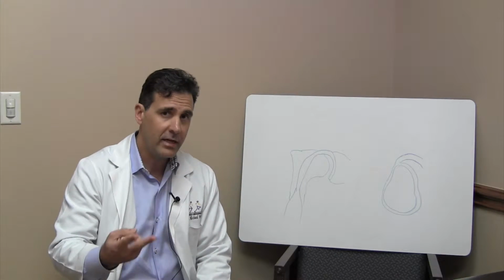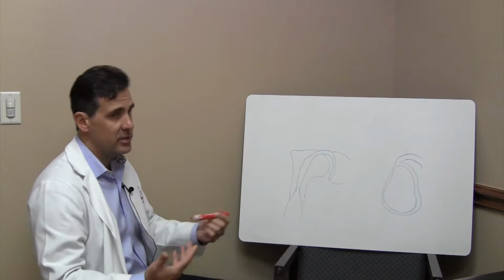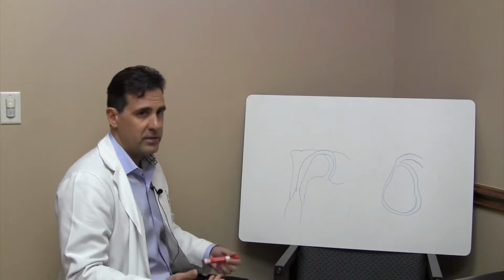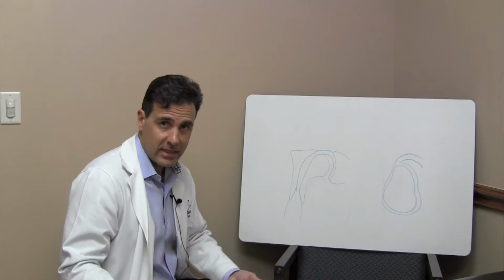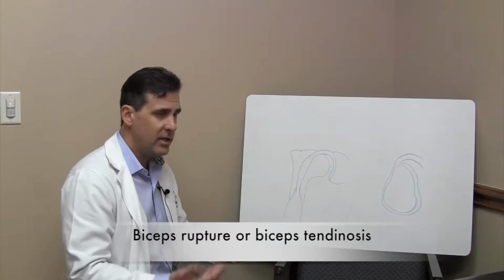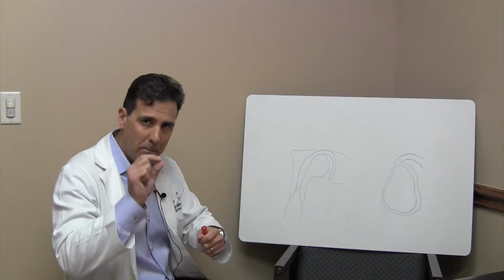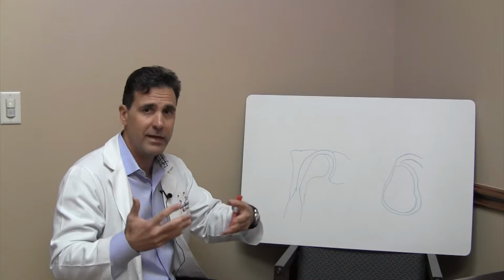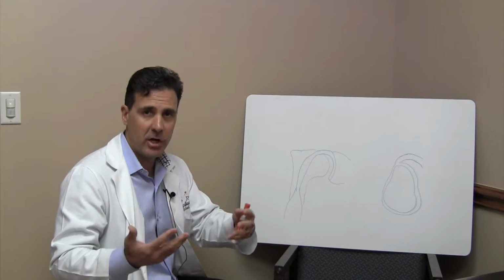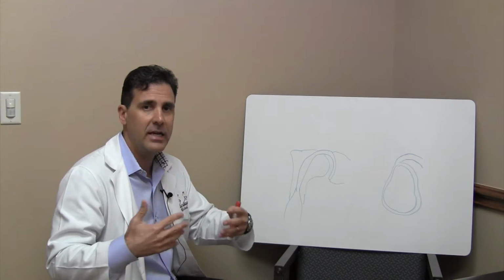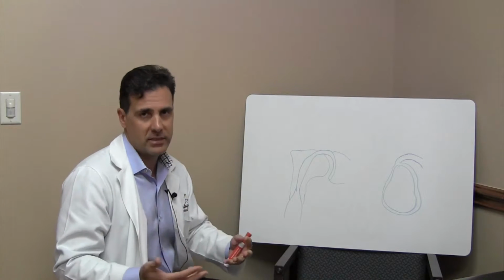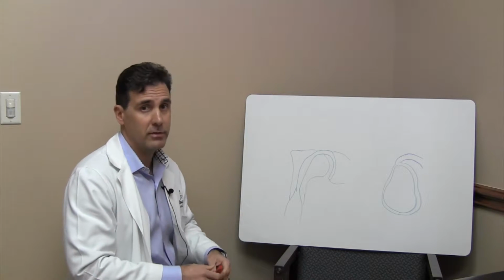And there are two mechanisms and two pathologies here we're going to talk about. First off is a biceps rupture or biceps tendinosis. Okay, a tendinosis is when you have damaged tendon, and in a tendon you get these small micro tears that you can't see, and those micro tears become degenerative, and they become what's called a tendinosis, and that weakens the tendon and sometimes can lead to a rupture of the tendon.